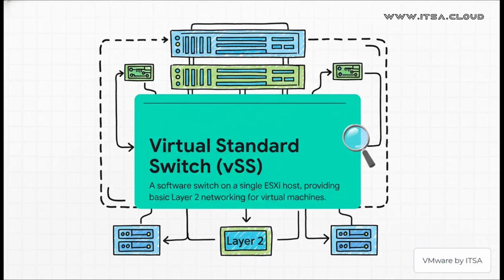A virtual standard switch, or VSS for short, is pretty much what it sounds like. It's a switch made of software that lives and breathes inside one, and this is key, one single VMware ESXi host. Its main job is to handle what we call Layer 2 networking. Now, don't let the term scare you. Just think of it as the local neighborhood streets. It's the basic road system that lets all the virtual machines on that one server talk directly to each other.